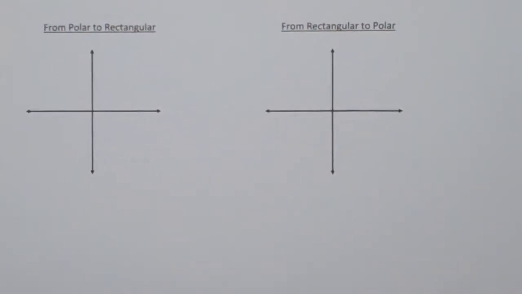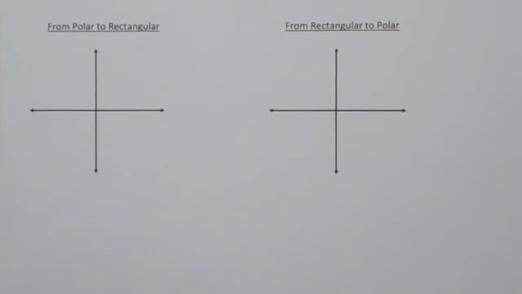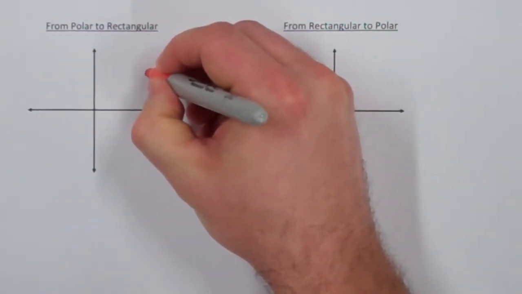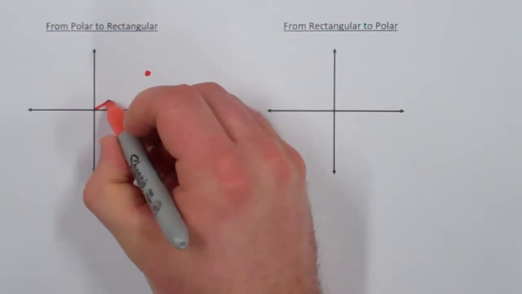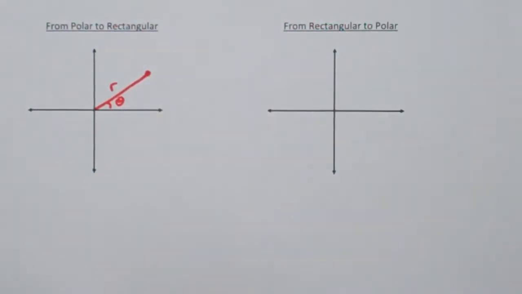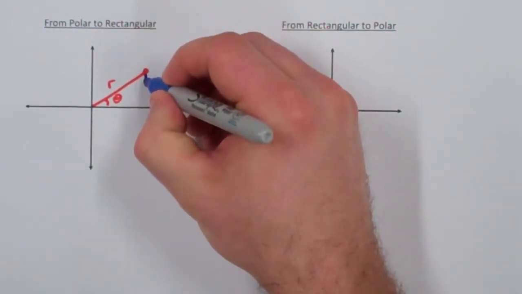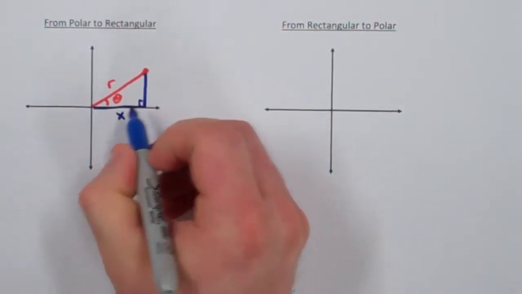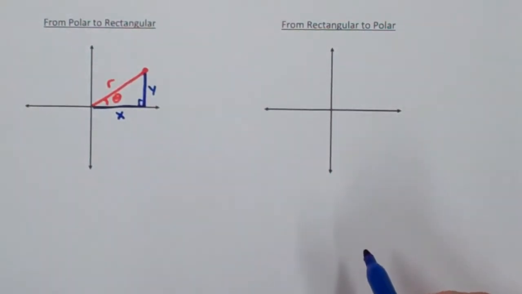Alright, in this second concept video we're going to develop some formulas that can link polar and rectangular coordinates together. The first one we're going to do is polar to rectangular. Let me give you a point here, and we'll just make this point right out there. We've got an r here and a theta there, and then in a different color here we'll do x and y. So we're basically just forming a right triangle here. This distance is x and this distance is y.